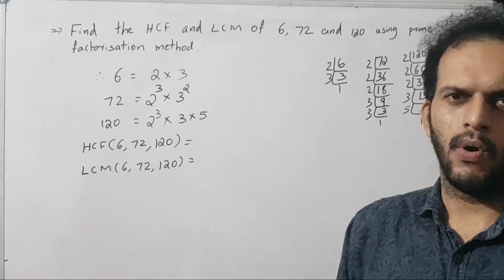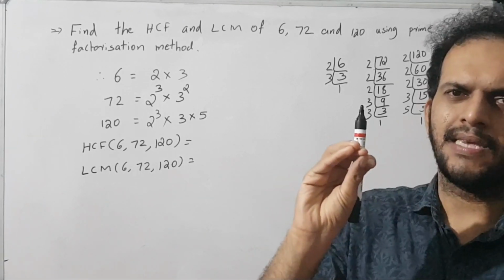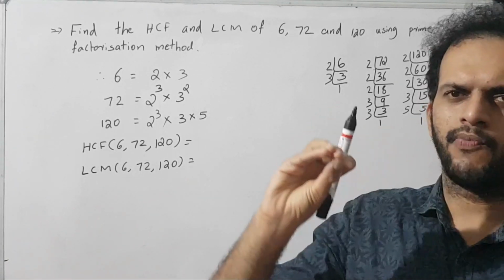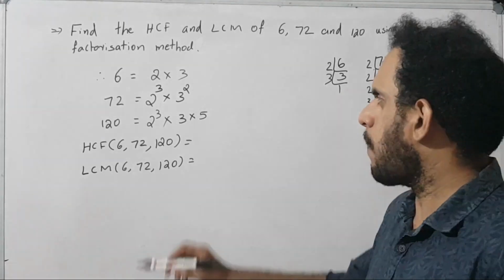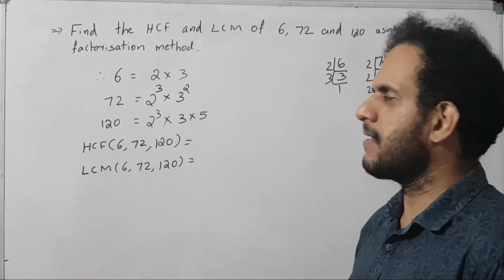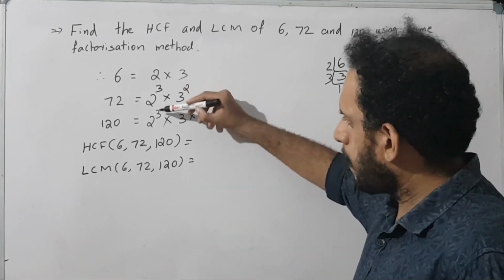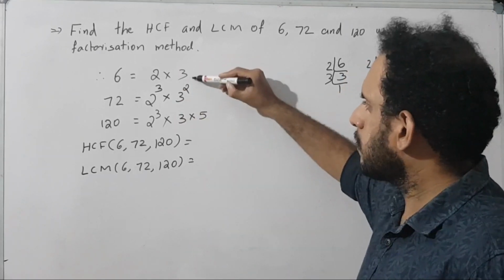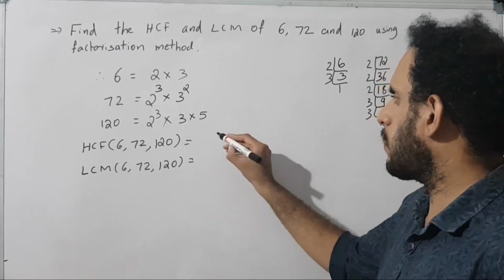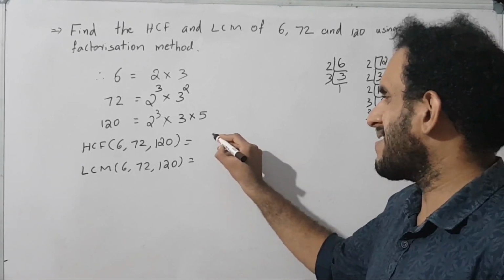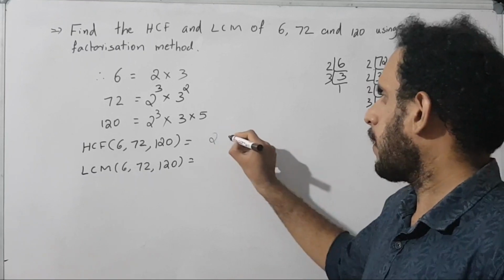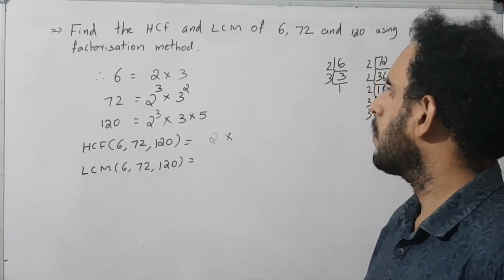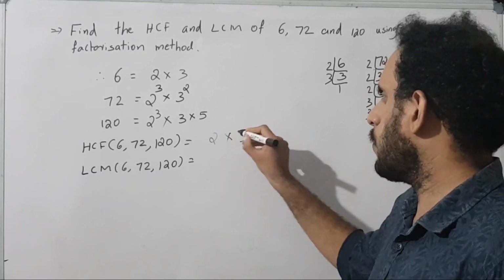Correct? So, for finding HCF, what is our first step? Write all the common factors. What is common in all three cases? 2 is common, correct? Another number, 3, is also common. So we write here HCF of 6, 72 and 120 is equal to 2 into 3.